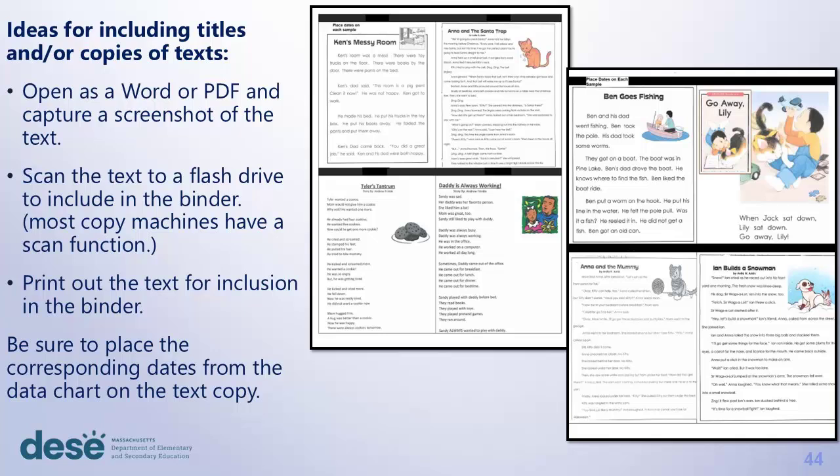You can just print it out, include it in the binder, and just make sure that the dates agree with the dates on your data chart so that we know that they correspond to those dates. But you don't have to. If it has a title, you don't need to give us a copy of that text.